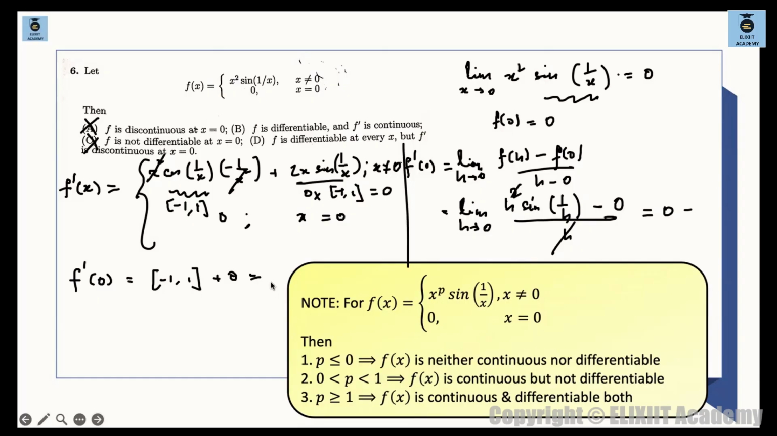ठीक है, this limit does not exist. This limit does not exist. So f dash of x will be discontinuous only at 0. ठीक है, तो f dash of x is discontinuous and f is differentiable. So option D must be correct.